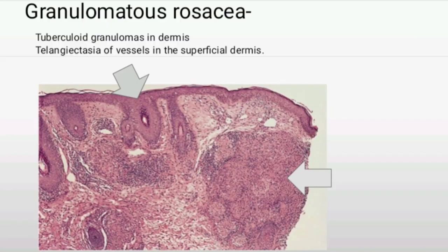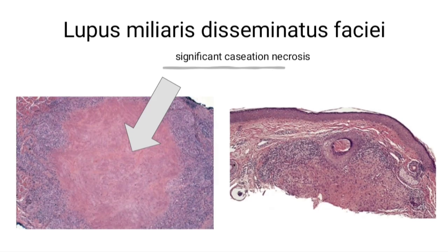In granulomatous rosacea, in the superficial dermis, we can see dilated blood vessels at the first arrow, and the second one showing a well-defined granuloma. In lupus miliaris disseminatus faciei (LMDF), we can see in the left picture a classic caseating tuberculoid granuloma.